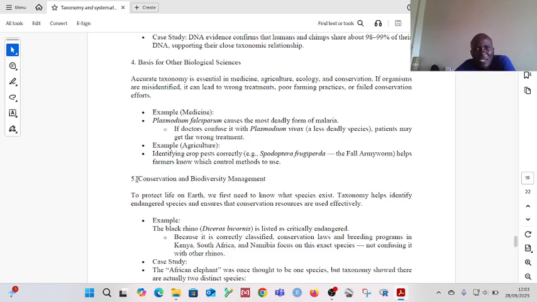Also, taxonomy is the basis for other biological sciences. If you do taxonomy in an accurate way, then you make it very critical, very essential, very vital in medicine, in agriculture, in ecology, and even in conservation. If you misidentify an organism, it can easily lead to a wrong treatment.